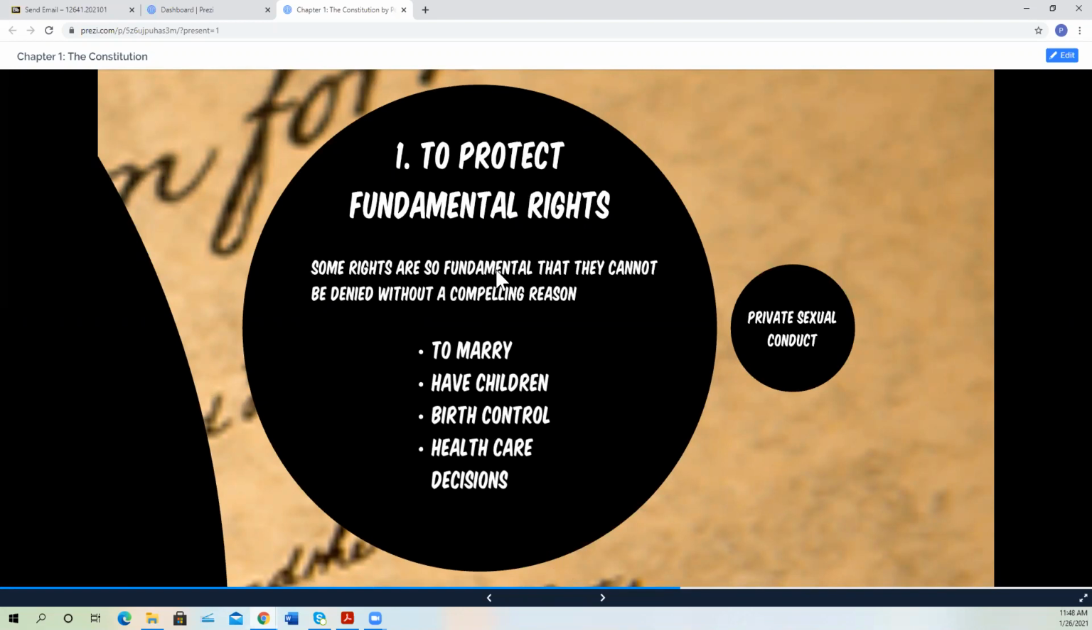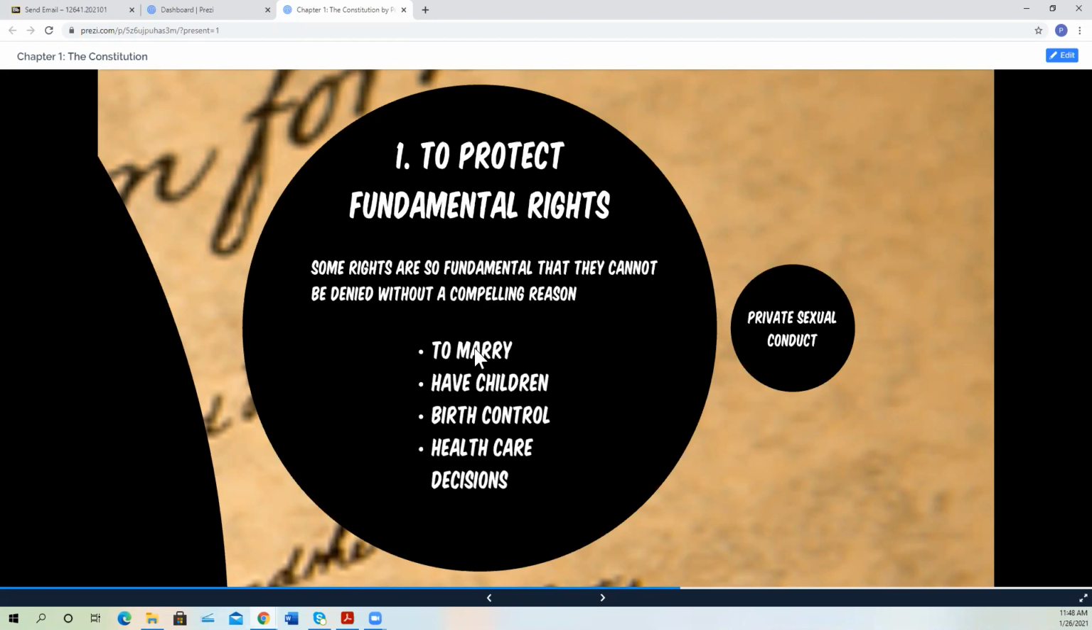Under that, some rights are so fundamental that they cannot be denied without a compelling reason. So it doesn't say that the government can never take away our fundamental rights. It just says if they do, they must need a compelling reason. And a compelling reason is a really high standard for the government. It means a really, really good reason. And usually it's a standard that the government has a very difficult time showing.